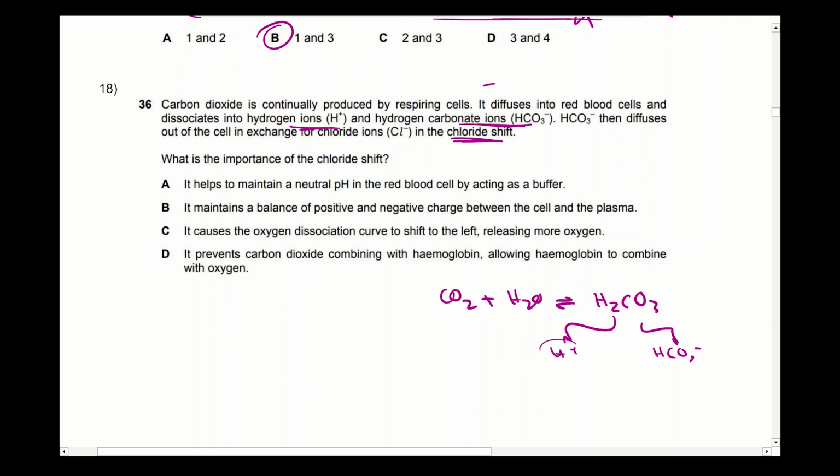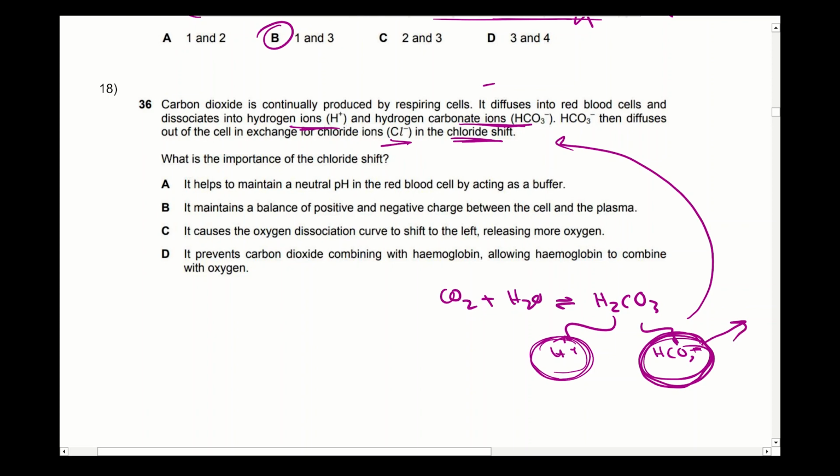The hydrogen ions stay inside the red blood cell because they're impermeable and can't leave, whilst the bicarbonate ions, which contain a negative charge, leave the red blood cells. Therefore, the hydrogen ions, which are positively charged, would accumulate inside the red blood cell, causing a net positive charge. To balance this, there is something called a chloride shift. In the chloride shift, chloride ions, which are negatively charged, enter the red blood cell to replace the bicarbonate ions, which are negatively charged, that leave the red blood cell. So there's a net balance.